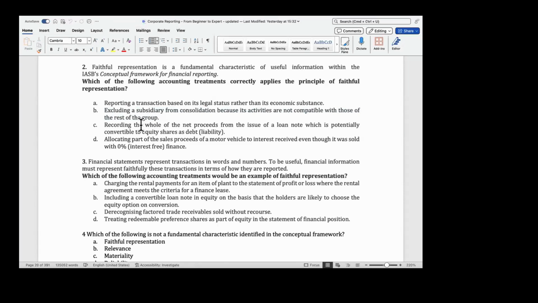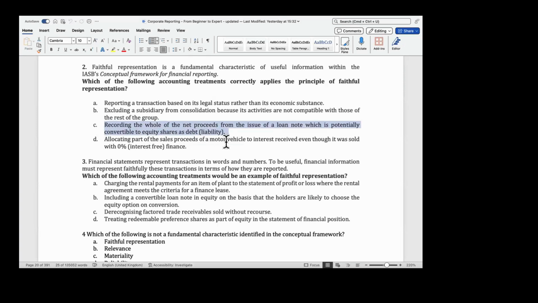It's not C, because when you have a loan note which is potentially convertible to equity, I will teach you this in IFRS 9, you would have to separate that loan into the primary loan or debt, and also equity, because it's convertible to equity. So you cannot record the whole of the loan as a loan. You cannot record everything as debt or liability. You're not faithfully representing. You will see when we get to IFRS 9, I'll teach you this. So D is the answer.